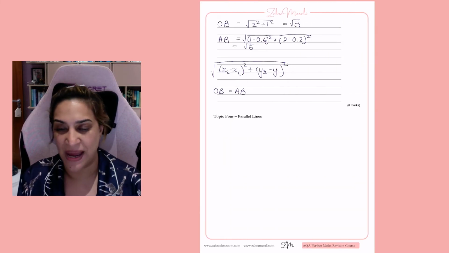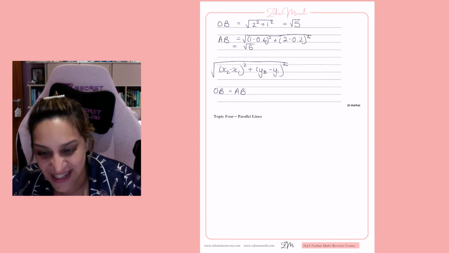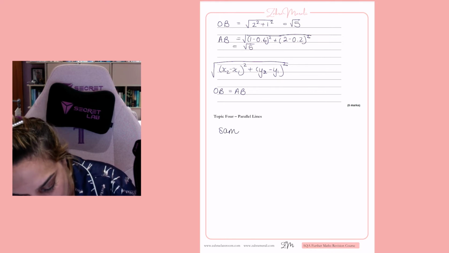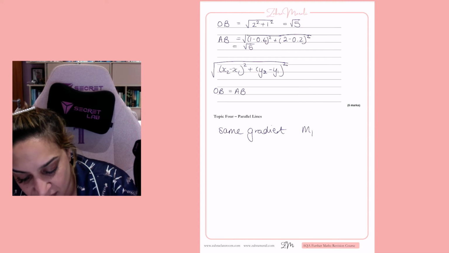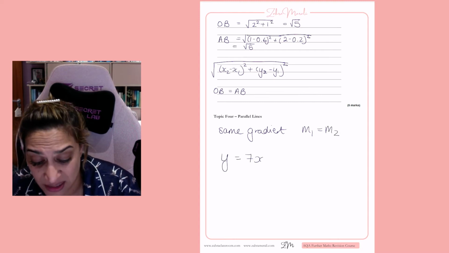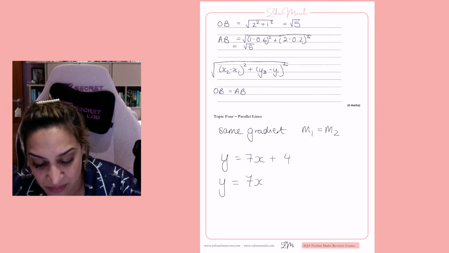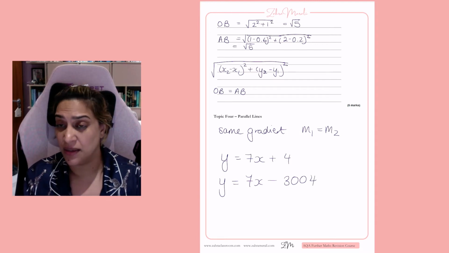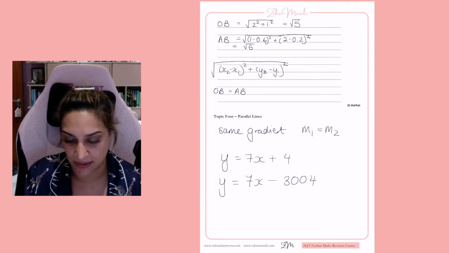Okay, parallel lines. We talked about this briefly when we came up with the question, but parallel lines are lines with the same gradient. So it's when the m are exactly the same. So y = 7x + 4 is parallel to y = 7x - 3004. Doesn't matter what the plus c is. The bit we're concerned with is the gradient, which is the bit in front of the x.